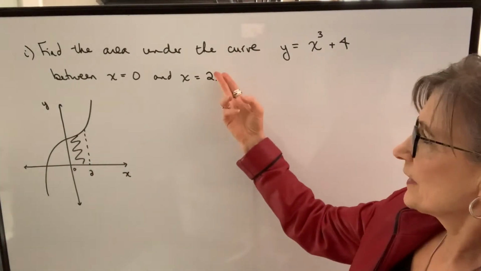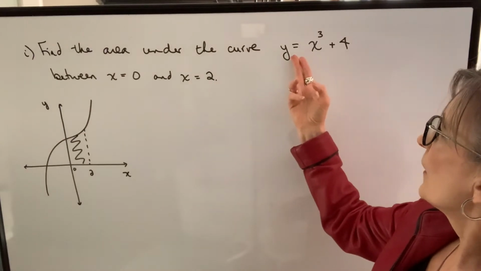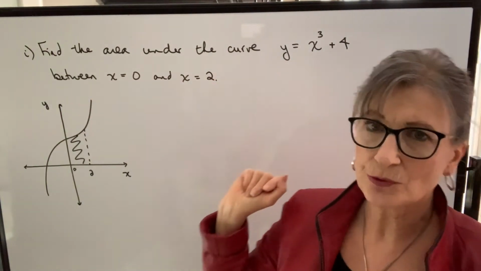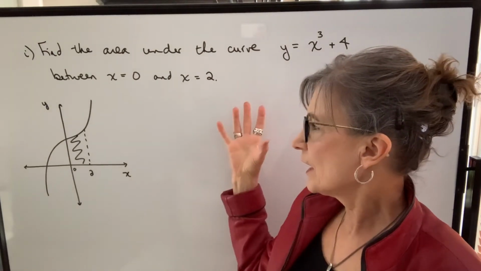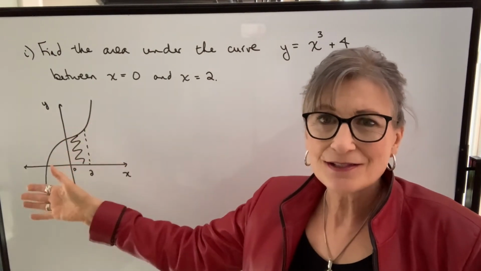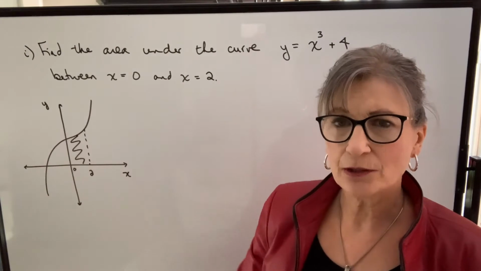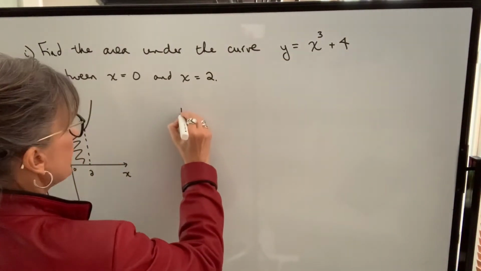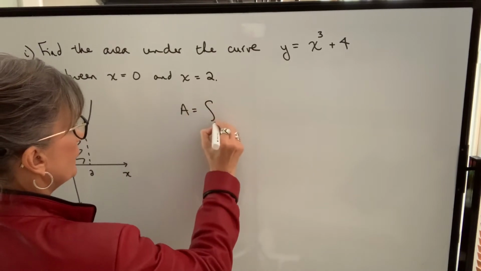In this example, it asks us to find the area under the curve of y equals x cubed plus 4 between x equals 0 and x equals 2. It's not necessary to draw a graph. I did in this example just so you could see the shape that we're working with. But in order to find that area, you just set up your integral.